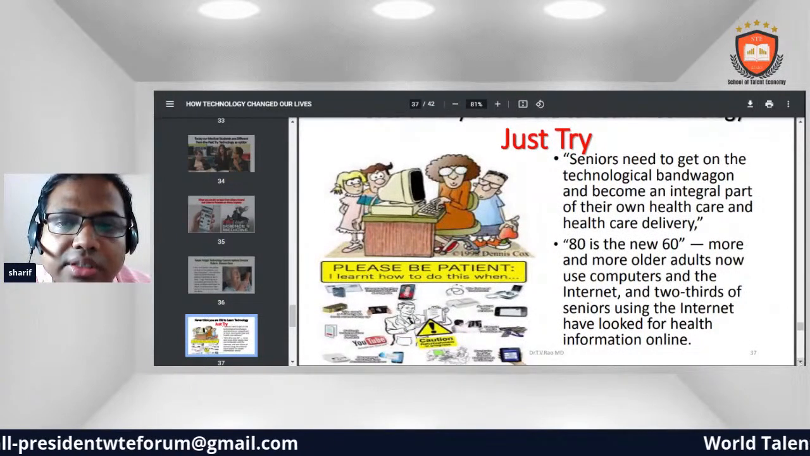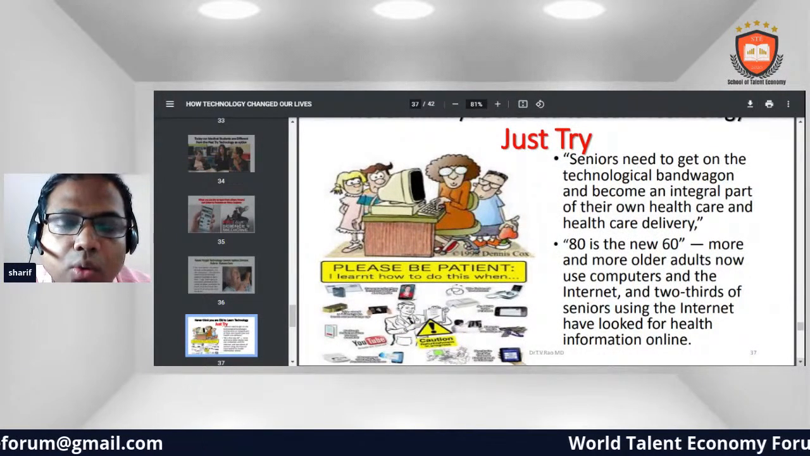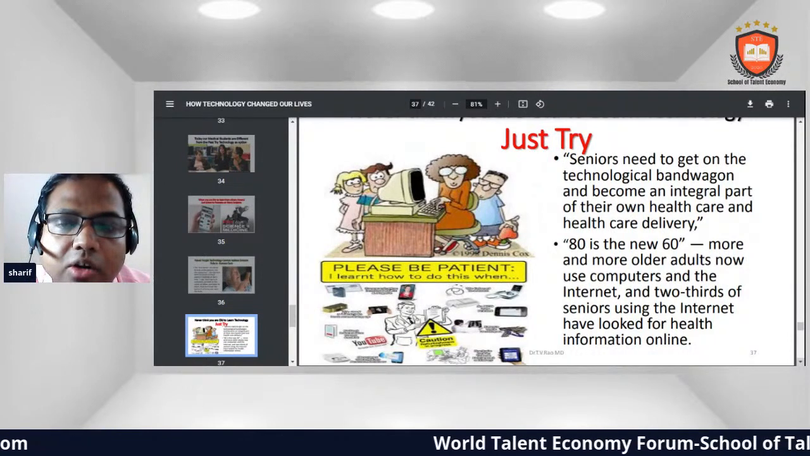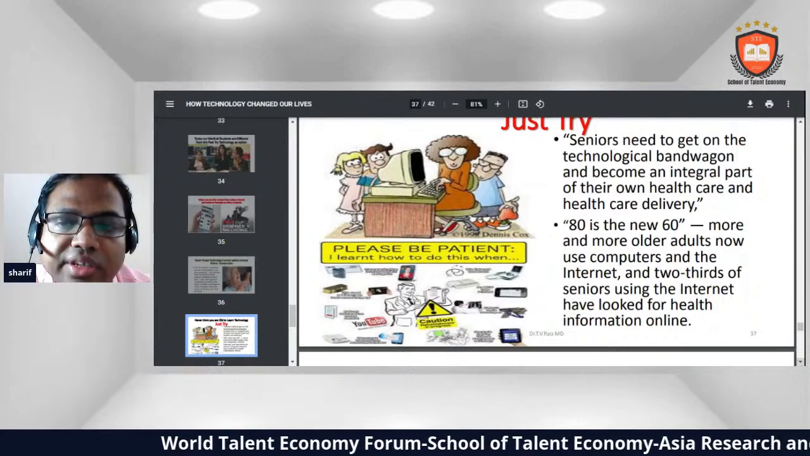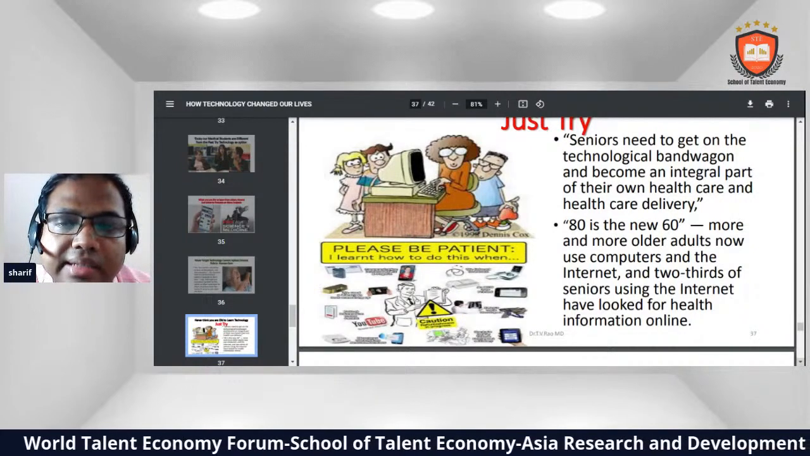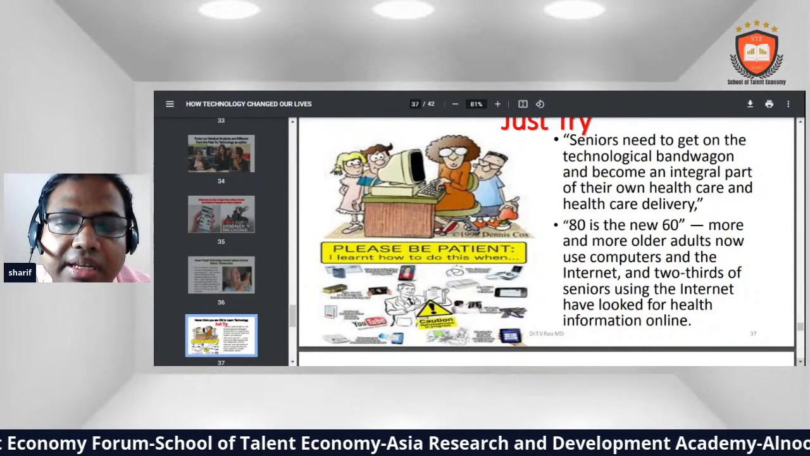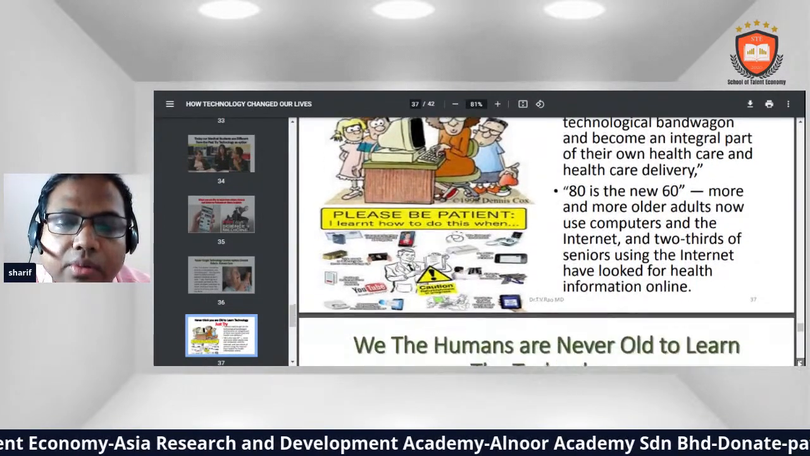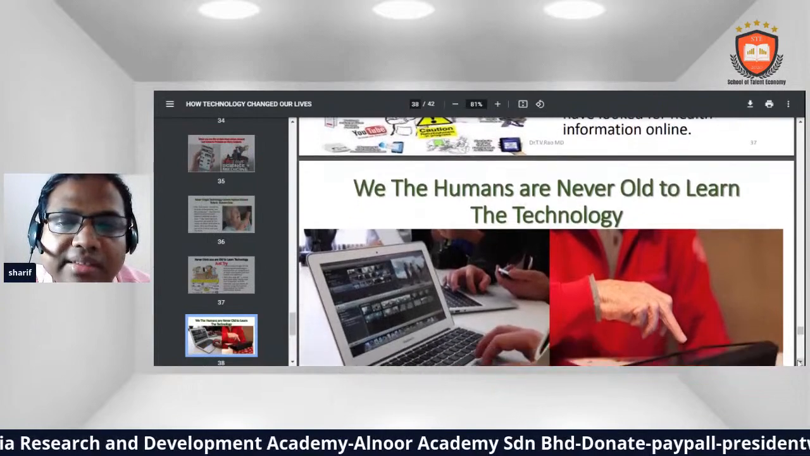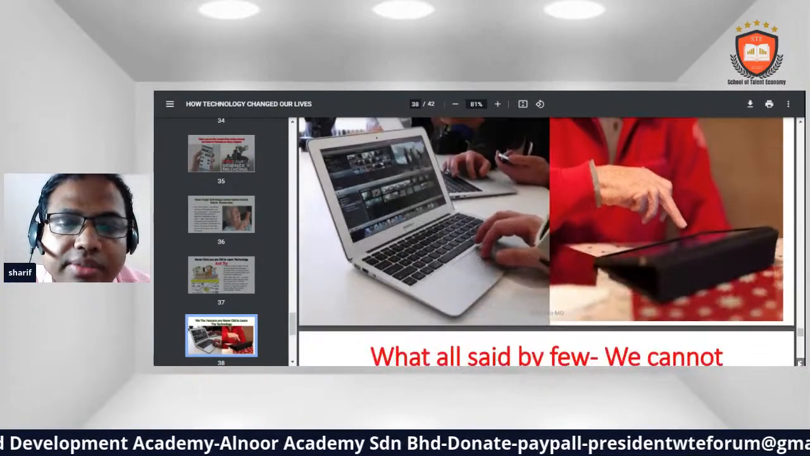Never think you are too old to learn technology. Seniors need to get on the technology bandwagon and become an integral part of their own healthcare and healthcare delivery. 80 is the new 60. More and more older adults now use computers and the internet, and two-thirds of seniors using the internet have looked for health information online. We humans are never too old to learn technology.